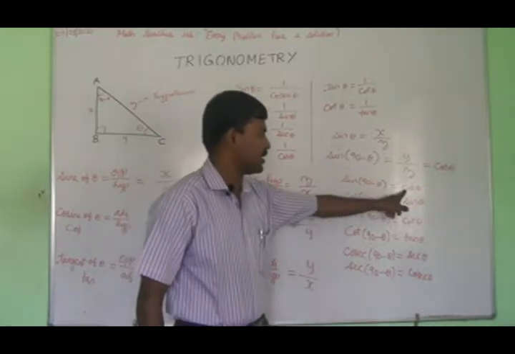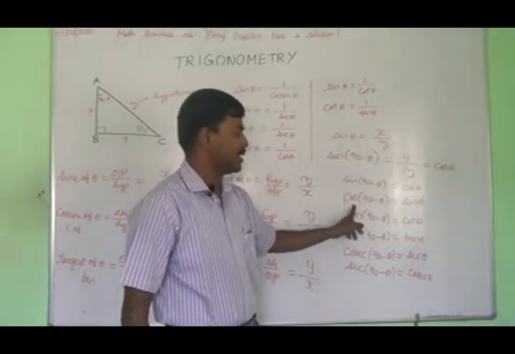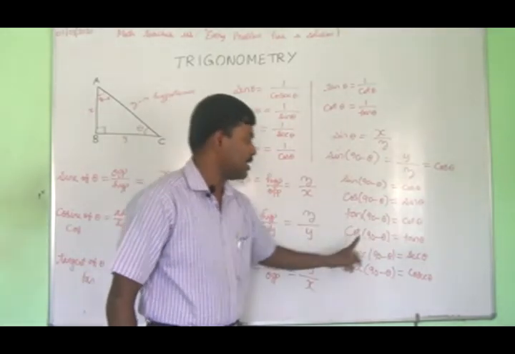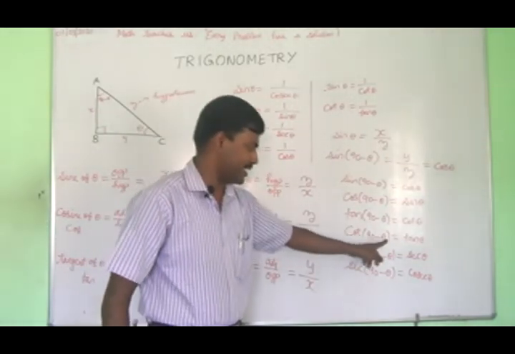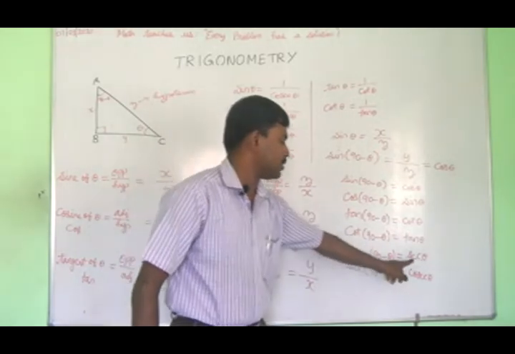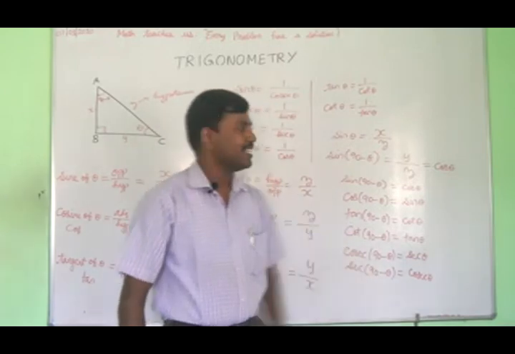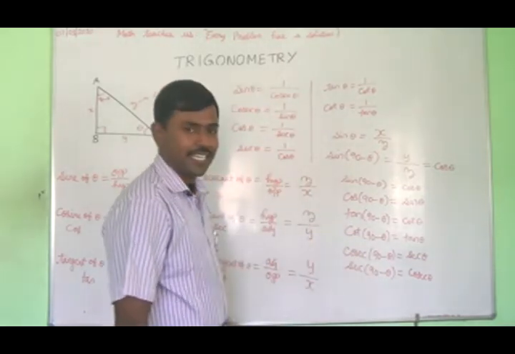So sine 90 minus theta is equal to cos theta, cos 90 minus theta is equal to sine theta, tan 90 minus theta is equal to cot theta, cot 90 minus theta is equal to tan theta, cosec 90 minus theta is equal to sec theta, sec 90 minus theta is equal to cosec theta. Okay, so isn't that easy?